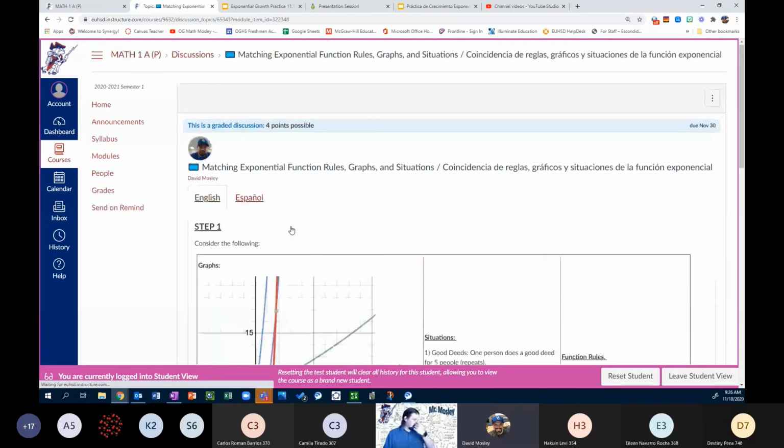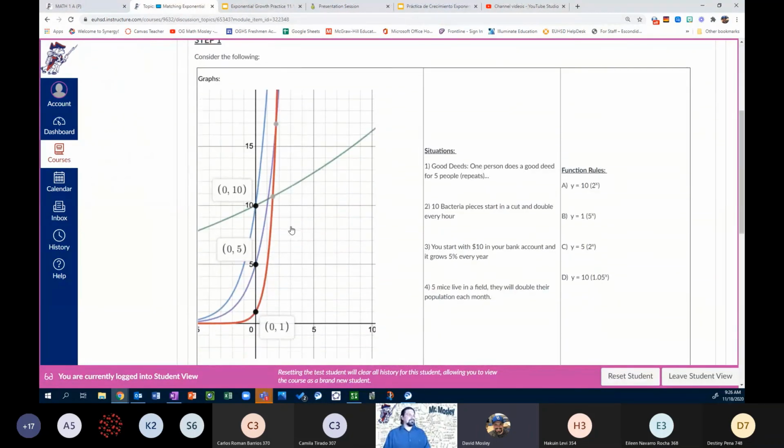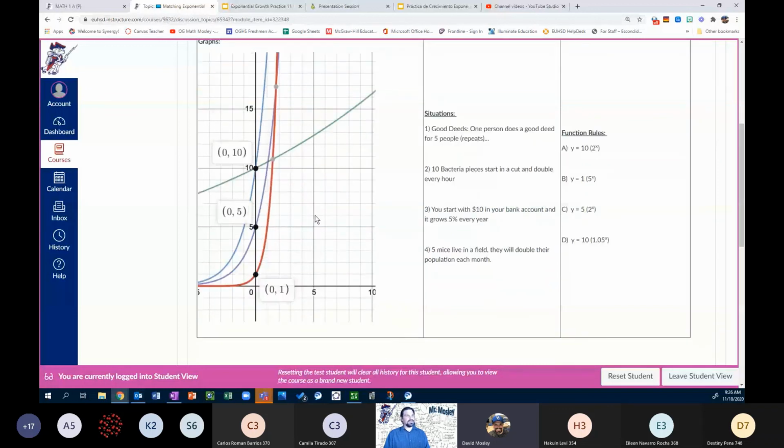This is our discussion board for today. It is matching exponential function rules, graphs, and situations. All right, so in this first step, we have this big table. We have 4 graphs of exponential functions listed or shown on this one graph, 4 situations and 4 rules. Your job is going to be to match these, the graph to the situation to the rule. Okay?